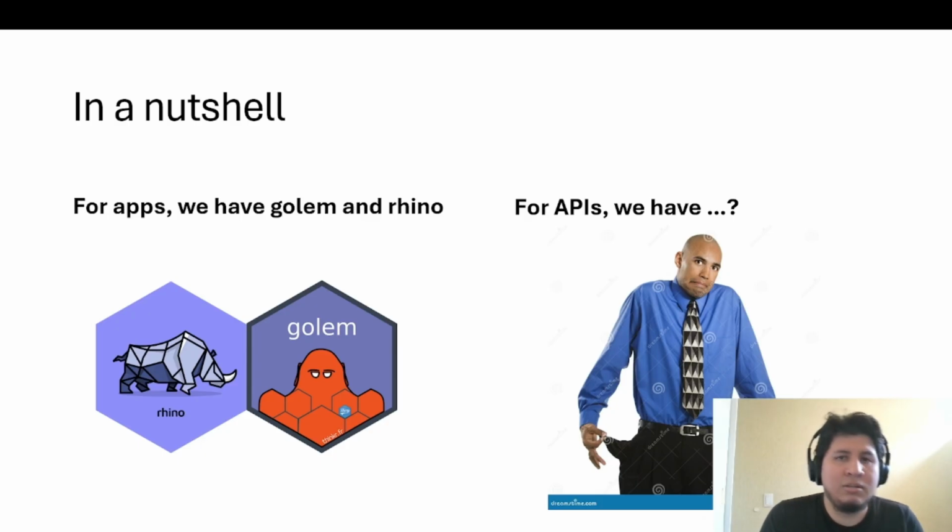So in a nutshell, what I would like to present is that for APIs, we don't have a stable framework for developments, such as we have for Shiny developments. For Shiny, we have Rhino and Golem. They have their differences, but they allow you to have a structured approach on how you will develop your application. We don't have that for APIs. So how can we kind of overcome this?